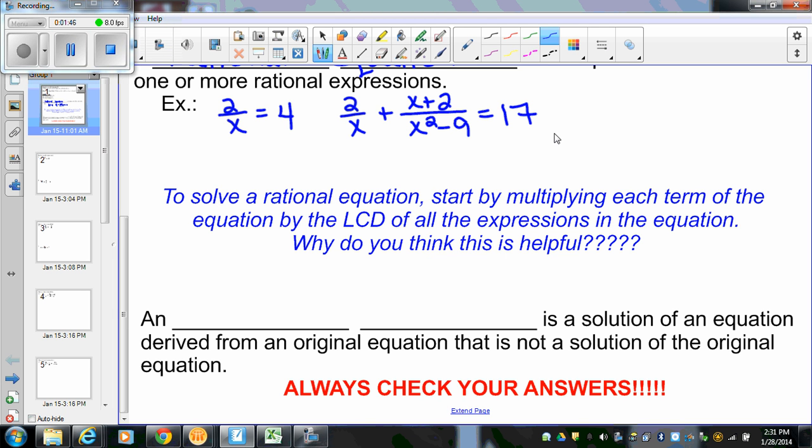Why do you think we do that? Think about that for a few minutes. Why do you think we multiply through by the least common denominator? I'm not going to tell you. Hopefully you'll figure it out in a little while.